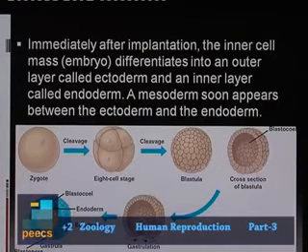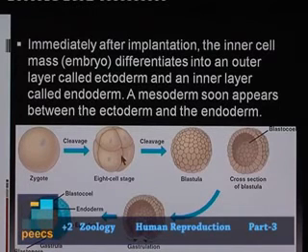Immediately after implantation, you can see the inner cell mass differentiating itself into the germ layers. There are three germ layers formed in the case of human beings, and they are ectoderm, endoderm, and in between the ectoderm and endoderm there is a mesoderm. These three germ layers are formed in the stage of embryo called gastrula.